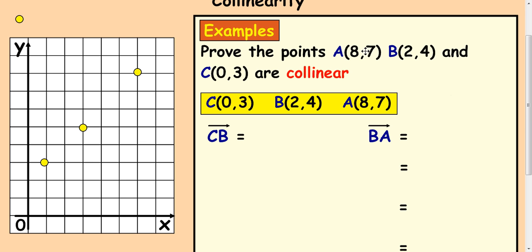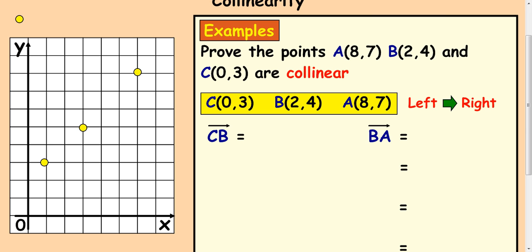So how do I prove that these 3 points are collinear without having to draw a coordinate diagram and sketch it all out, which would take a lot of time? Well, the first thing I would do is rearrange the coordinates from left to right, so that the x-coordinates were going from smallest to highest. And then I would think about what that meant.